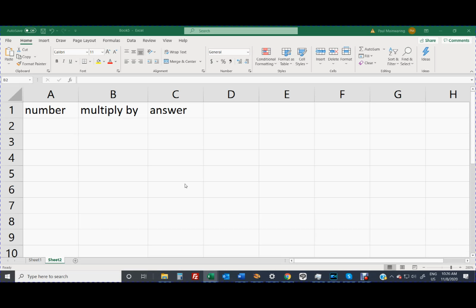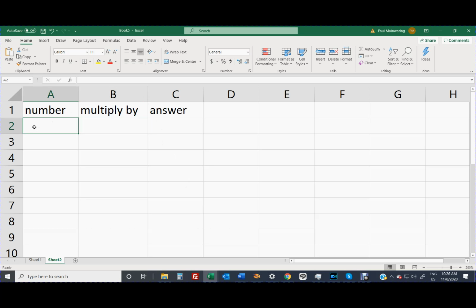Hi, my name is Paul, and what we're going to do today is deal with the basics on Excel of multiplication and division. We've already done addition and subtraction. Now we're doing multiplication and division. Okay, simple stuff. Let us look at what we've got.